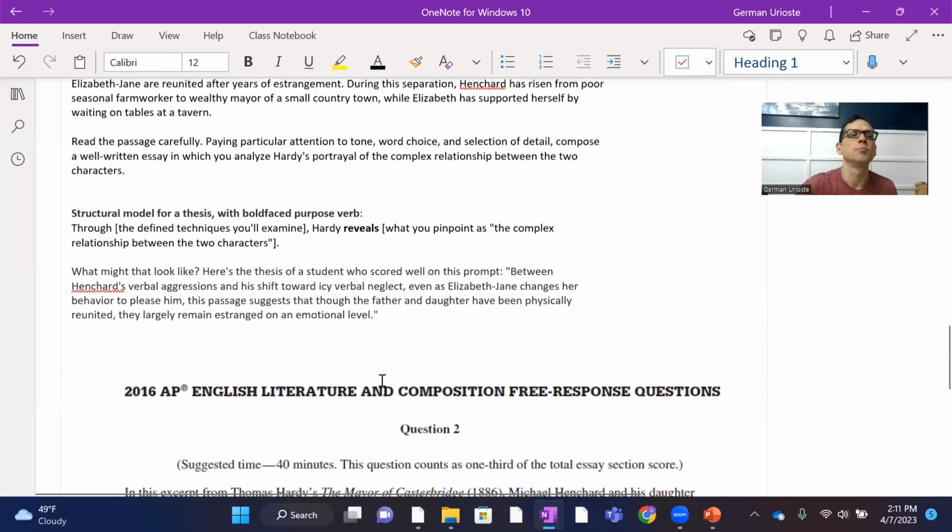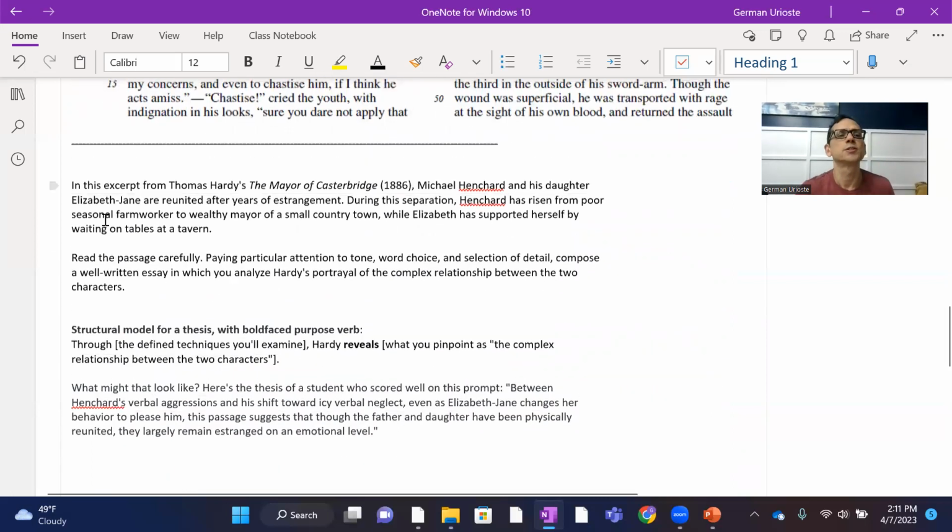So here is the prompt, last one, prose analysis. In this excerpt from Thomas Hardy's The Mayor of Casterbridge, Michael Henchard and his daughter, Elizabeth Jane, are reunited after years of estrangement. During this separation, Henchard has risen from poor seasonal farm worker to wealthy mayor of a small country town, while Elizabeth, his daughter, has supported herself waiting on tables at a tavern. And notice that all of this here, what I just read, all of that is the background. They're saying to you, that's all you need to know about this passage.